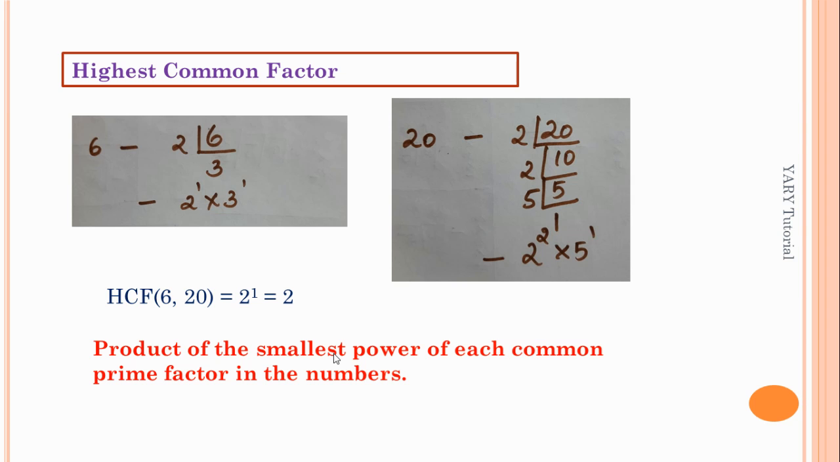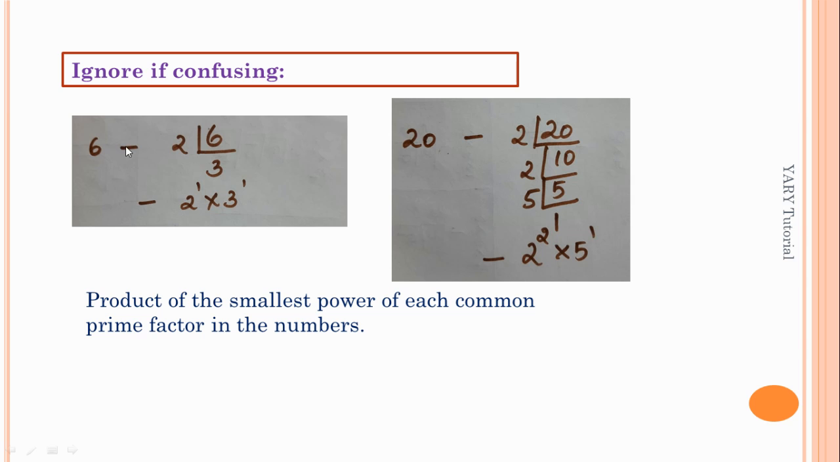The next slide is going to explain about the smallest power, why we are ignoring 3 and 5, and how we are ignoring that. So, if you understood here, you can skip the next part. As I said, the product of the smallest power of each common factor is the HCF. So, why are we not taking 3 power 1 and 5 power 1? Because in 6 we don't have 5.